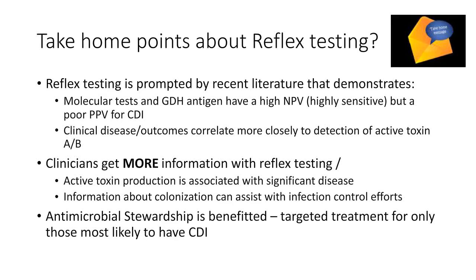Some possible take-home points about reflex testing. Reflex testing is being prompted by recent literature that demonstrates molecular tests and GDH antigen have a high negative predictive value, so they're very sensitive, but poor positive predictive value for true infection. Clinical disease outcomes correlate more closely to detection of active toxin. Clinicians get more information with reflex testing. You have active toxin production, which is associated with significant disease, and you have information about colonization that can assist with infection control efforts.